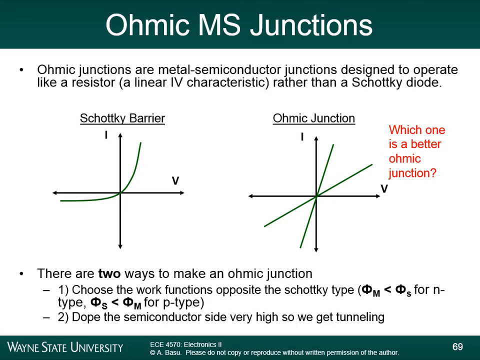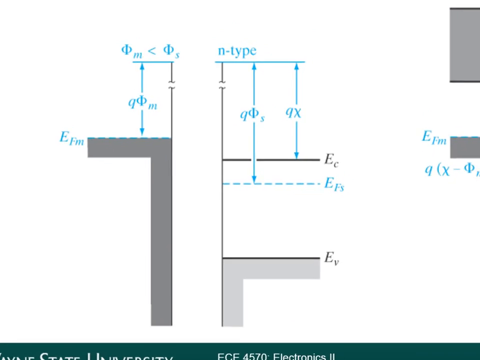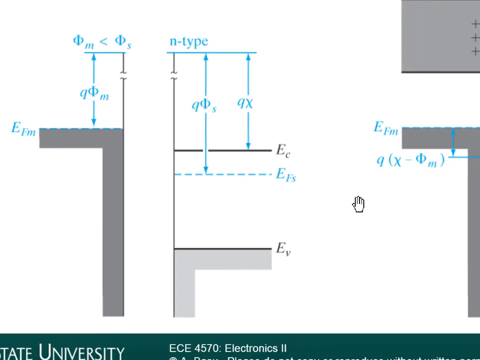So let's look at the band diagrams for an N-type ohmic junction. In the N-type Schottky barrier, phi m was greater than phi s. That was the key thing. If phi m is less than phi s, then we'll get an ohmic junction. And this is what the band diagram for an ohmic junction looks like. This is the band diagram for the metal. This is the band diagram for the semiconductor. You can see the semiconductor work function and the electron affinity there.